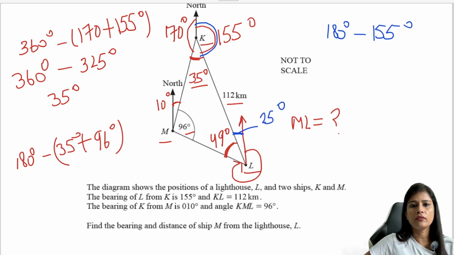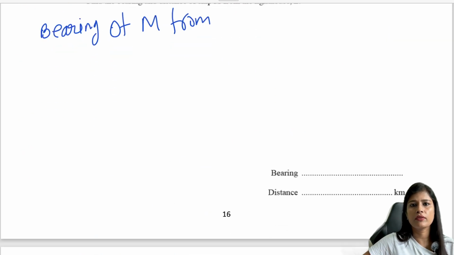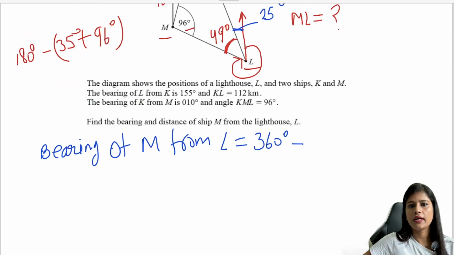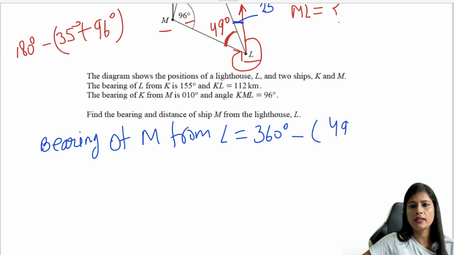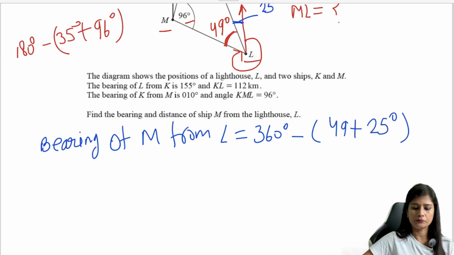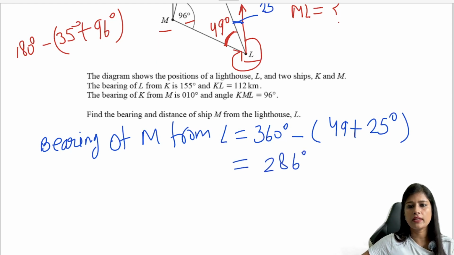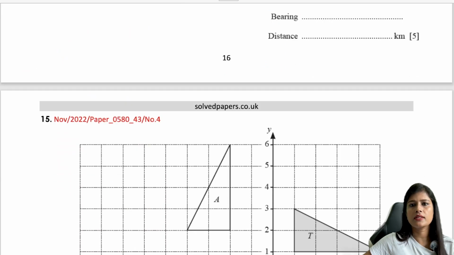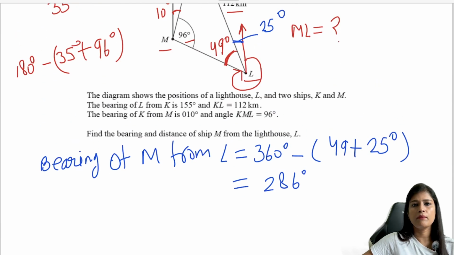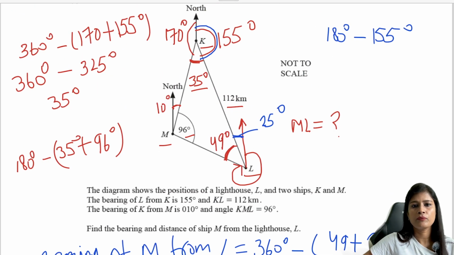So the bearing of M from lighthouse L, bearing of M from L is 360 degree minus, I need to add this one, 49 degree plus 25 degree, which is 286 degree. So here the bearing is 286 degree. Now the distance ML, this distance ML, need to find out ML.